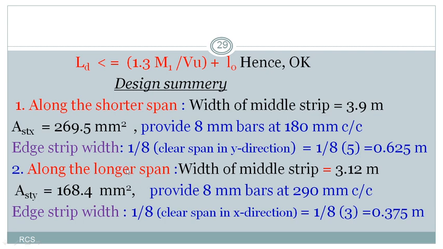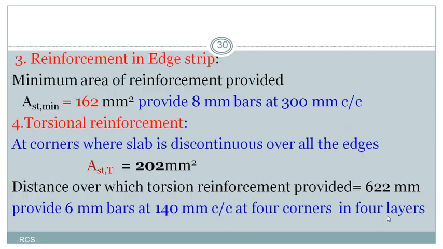Along the longer direction, width of the middle strip is 3.12 meters, and the area of steel provided is 168.4 mm square, providing 8 mm bars at 290 mm center to center, that is 3 meters, and the edge strip width is 0.375 meters. And these are the detailing of your reinforcement in the edge strip, that is minimum area you have to provide, that is 162. So the spacing will be 300 mm center to center, and diameter of bar provided is 8 mm.